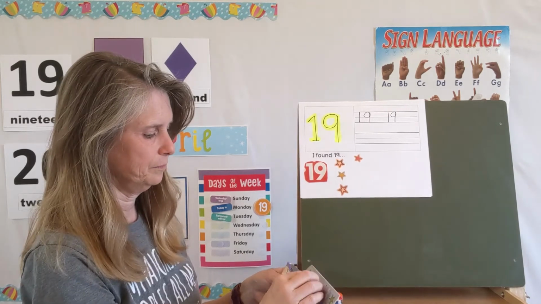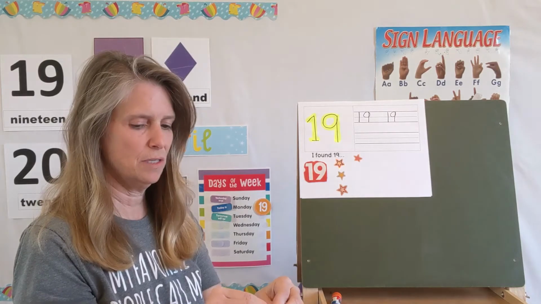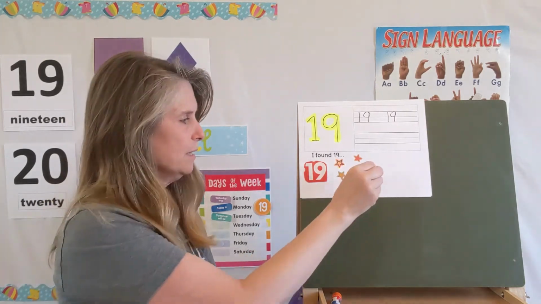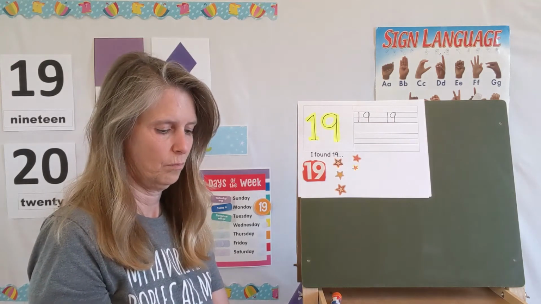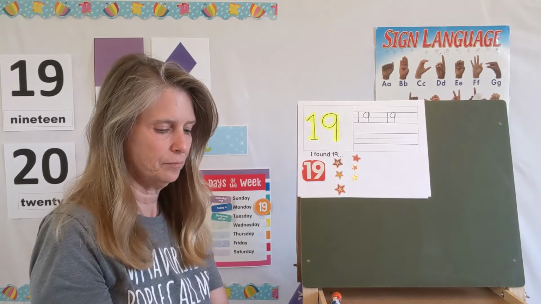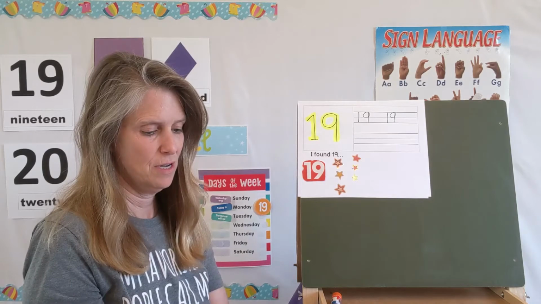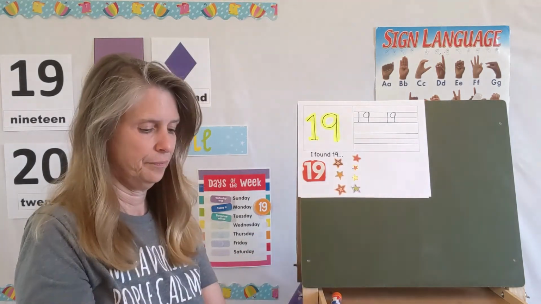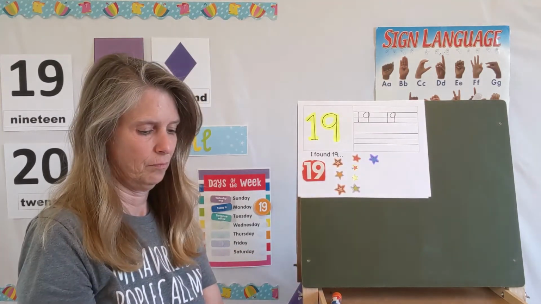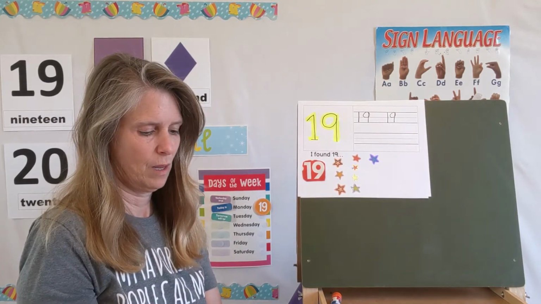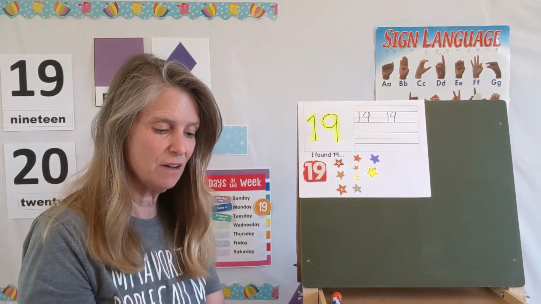4. I did not choose good stickers for this, did I, guys? These are not coming off nicely. 5, 6, come on, stickers. 7, 8, 9. We have 9 down. That means we have 10 left to go.